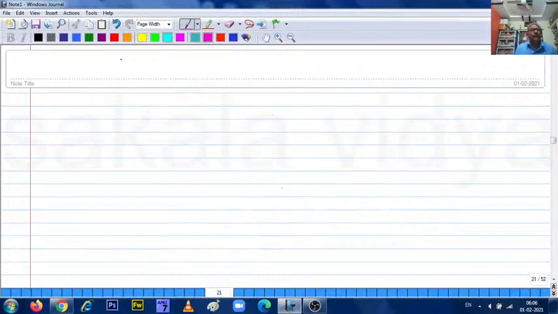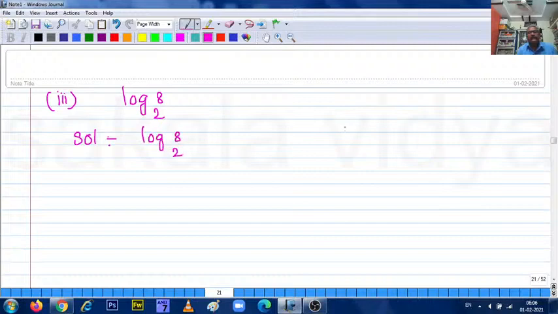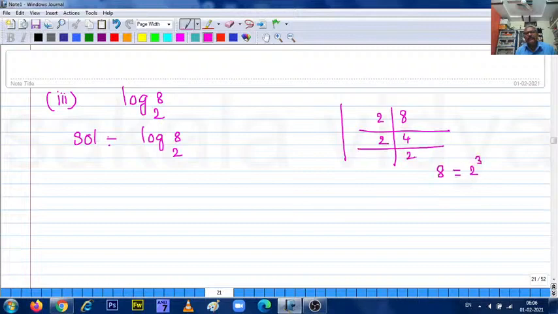Now, third one. We need to check whether log 8 to the base 2 is rational or irrational. So we can check this one. See, this solution we can write: log 8 to the base 2. This 8 can be written like this: 2 times 2 times 2, 8, equals 2 cube. This equals log 2 cube to the base 2.